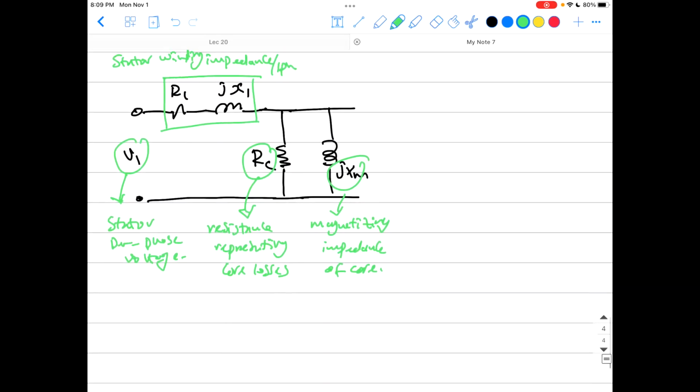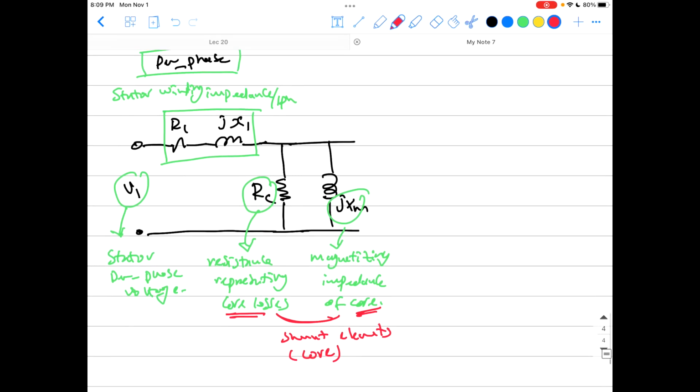So both of those, we call this the shunt element, because those are connected in parallel like this, shunt elements, and those represent the core. Why? One of them represents the core losses, the losses that happen inside the core, and the other one represents magnetizing the core. It's representing the magnetic field that turns the core into a magnet. Okay, guys? That is the stator, okay? And the rest is just going to the rotor.